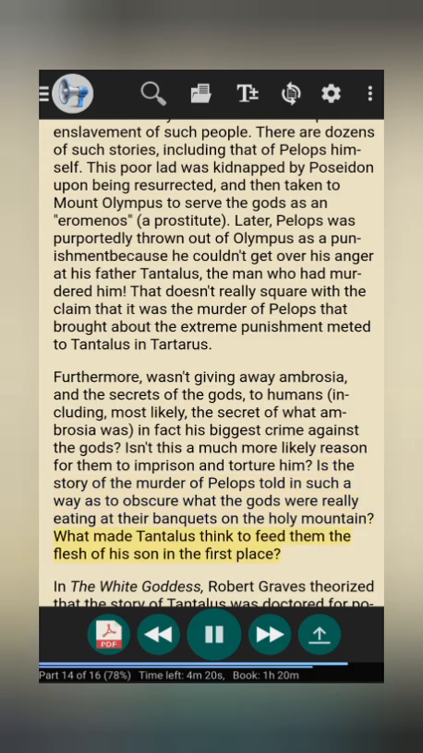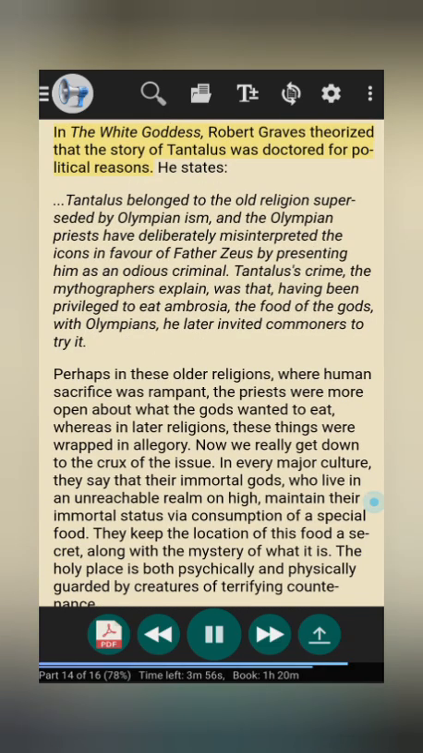What made Tantalus think to feed them the flesh of his son in the first place? In The White Goddess, Robert Graves theorized that the story of Tantalus was doctored for political reasons. He states, "Tantalus belonged to the old religion superseded by Olympianism, and the Olympian priests have deliberately misinterpreted the icons in favor of Father Zeus by presenting him as an odious criminal."